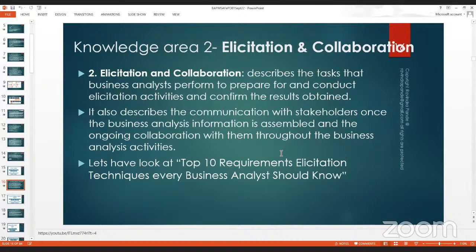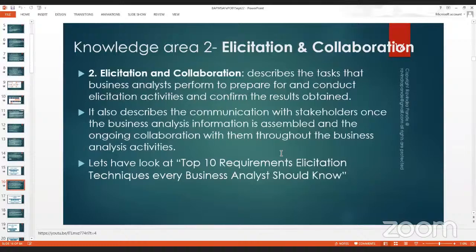And collaboration is that we normally collaborate with the client on an almost day-to-day basis. You have so many meetings to understand the requirement, to go to the nth level to make sure this requirement is complete in its sense, with the background, with the priority scenario and everything. So elicitation and collaboration describes the tasks that business analysts perform to prepare and conduct elicitation activity and confirm the result obtained.